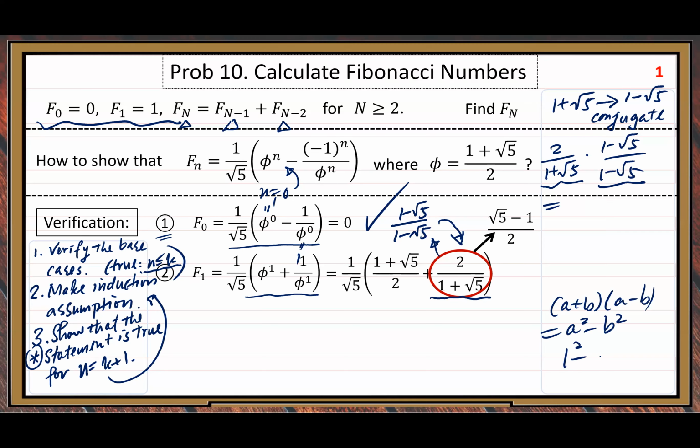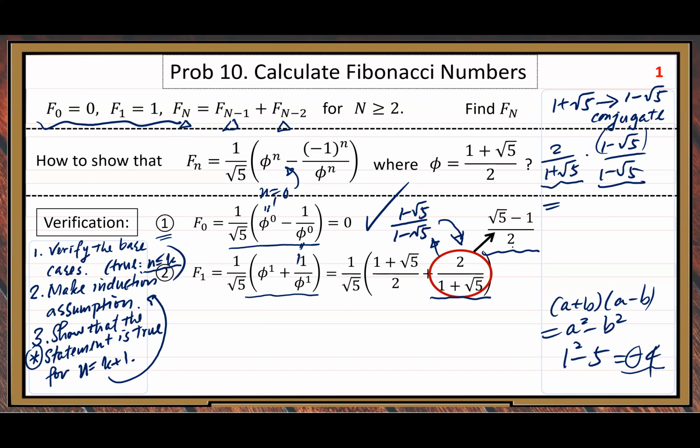1 squared minus root 5 squared. That's 5, right? So negative 4. Okay, so then you do cancellation. Negative 4. But the numerator 1 minus root 5 is a negative number, so you switch those two numbers. Then you can take care of the bottom negative sign. So the answer is this: root 5 minus 1 over 2, the second term.